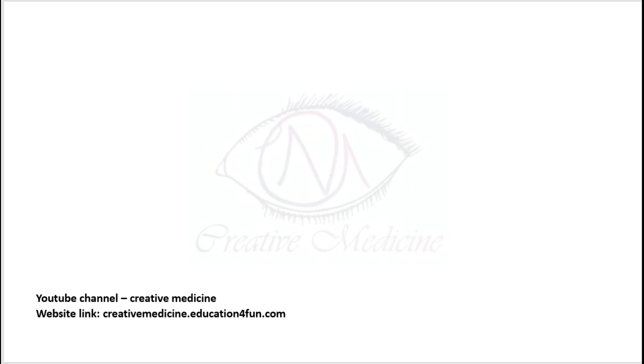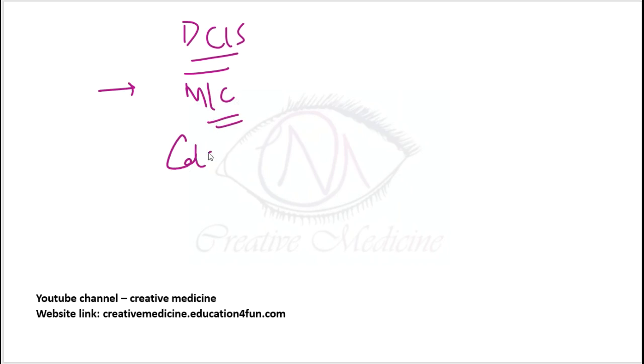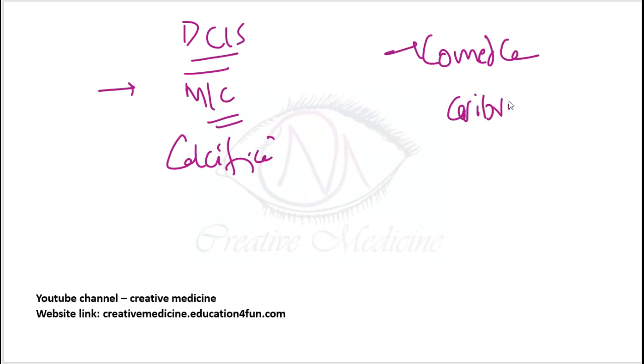Next, some important points about ductal carcinoma in situ. Among the mammographically detected cancers, half of them are ductal carcinoma in situ. This most commonly presents with calcifications. There are different types of ductal carcinoma in situ. We have comedocarcinoma, cribriform carcinoma, micropapillary carcinoma, solid carcinoma, and papillary carcinoma.